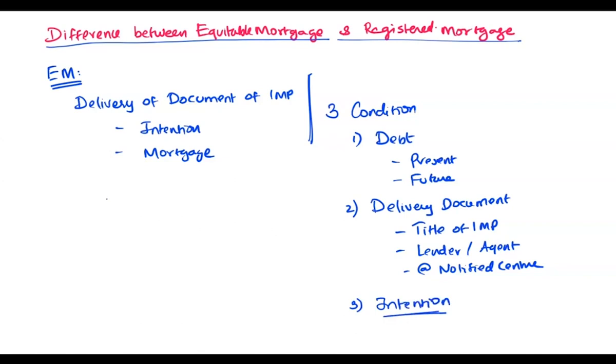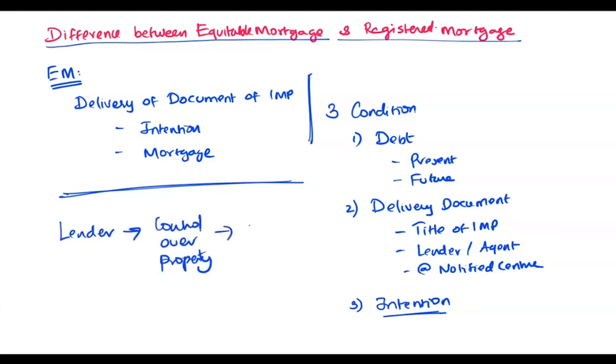So in the event of default, what can happen? In the event of default, the lender can take control over the property. They can enforce the sale of the property through auction mechanism. So that's about simple mortgage, otherwise called as equitable mortgage. Then what is a registered mortgage? We'll go through that as well.